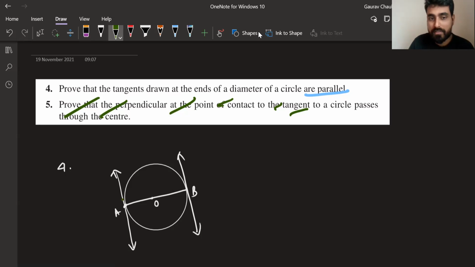If you see, this is 90 degrees because the radius at the point of contact is perpendicular to the tangent. This is also 90 degrees because the radius at the point of contact is perpendicular to the tangent. And these two angles are alternate interior angles to each other. So they are equal. Hence, these two lines, L and M, are parallel.